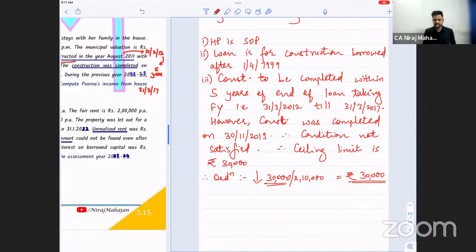And this example, in fact, is the most practical example in real life. You will see many people around you who have one property, or let us say even two properties. And if it is self-occupied, it is in fact a loss from house property. All right, let's go ahead.